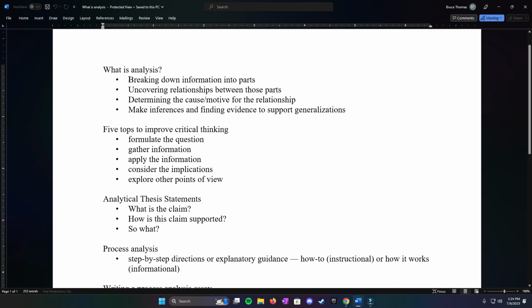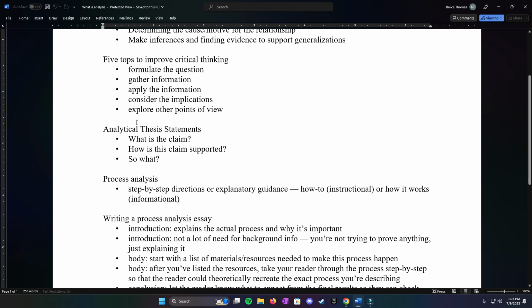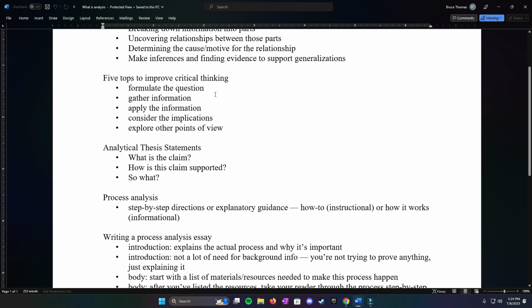So analysis requires critical thinking, and this is supposed to say tips, but 5 tops to improve critical thinking. Critical thinking always starts with a question: why, how, what, where, when. And then you gather information to answer your question, be it from your own brain, from things you've seen, from things you experienced, from things you've read about, data, things like that. And then you apply the information.